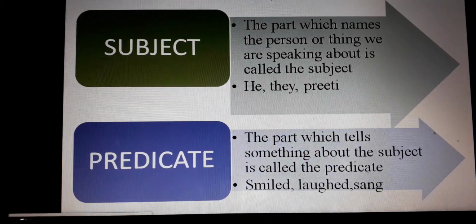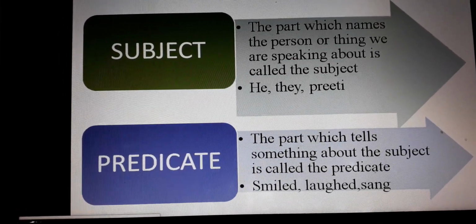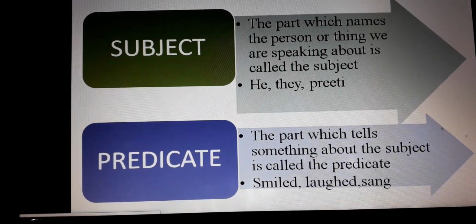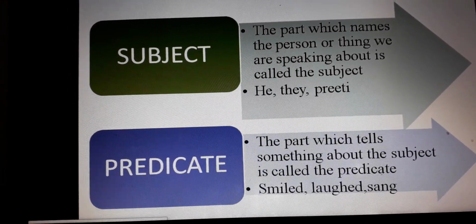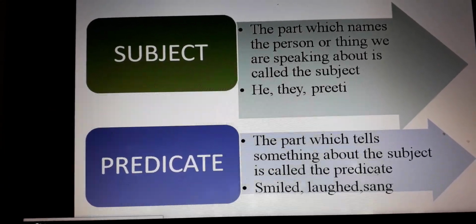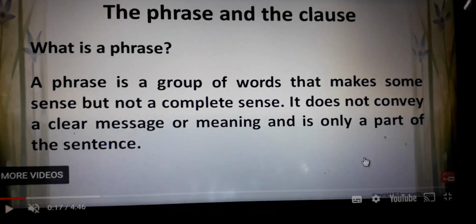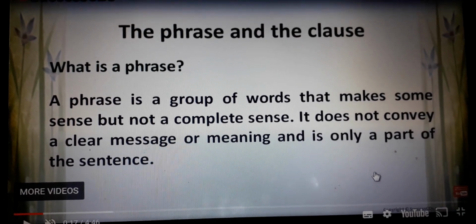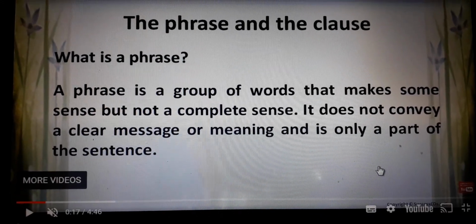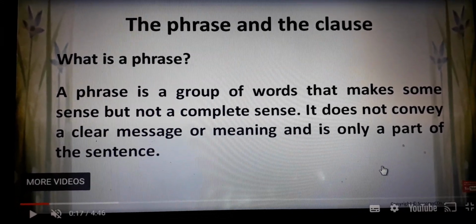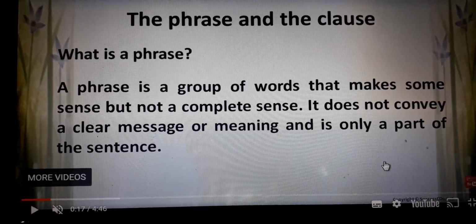Okay, so let's keep this in mind, that a sentence is a group of words that should be arranged in a proper order and it makes a complete sense, and it has a subject and a predicate. Okay, so our topic is the phrase and the clause. What are phrases and what are clauses? We are going to study about phrase and clause in this chapter.